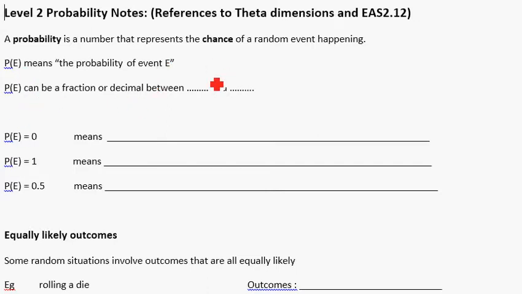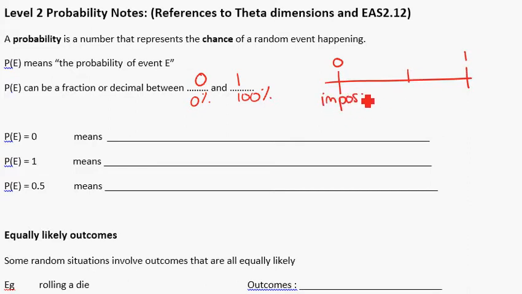Probabilities can be a fraction or a decimal between 0 and 1, or 0% and obviously 100% if we're absolutely certain it happens. Often we think of probabilities lying on a number line between 0 and 1. If the probability of something happening is 0, it would be impossible. If it is 1, then we know it's absolutely certain that it's going to happen.